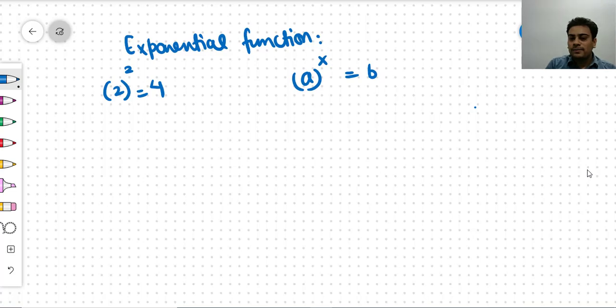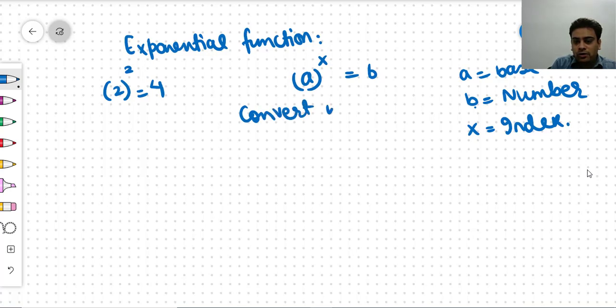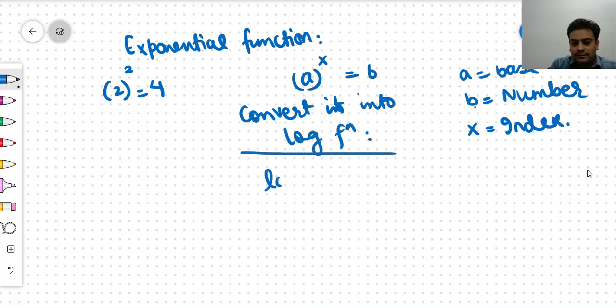Here, a is the base, b is the number, and x is the index value, because it is in the power. If you convert it into a log function, the number b goes with the log, and a is the base, written in the subscript of log. So log of b with base a is equal to x, which is the index.